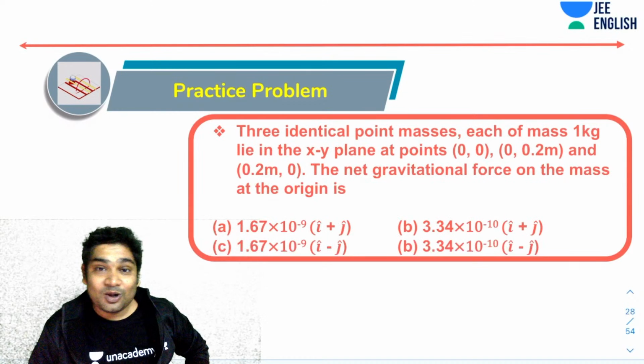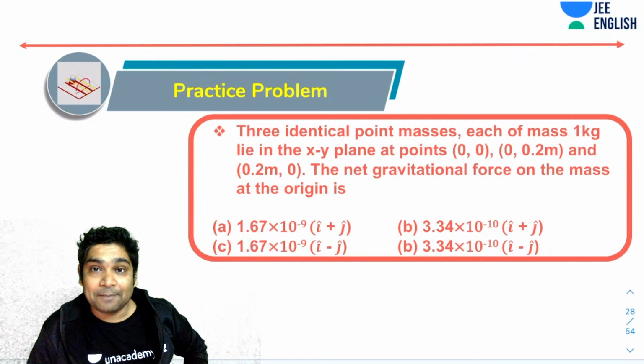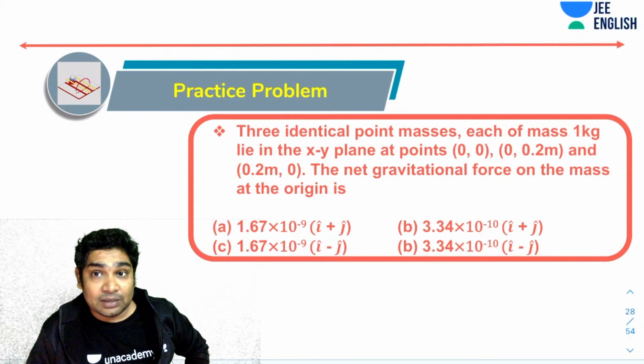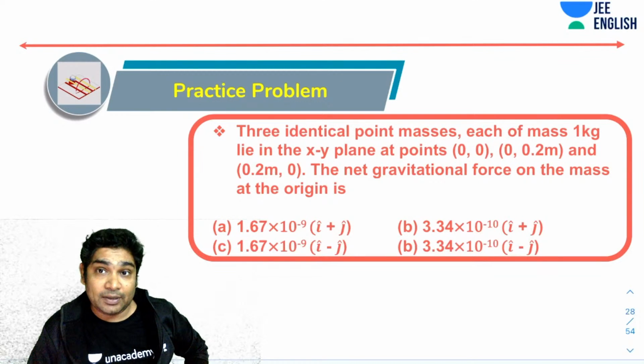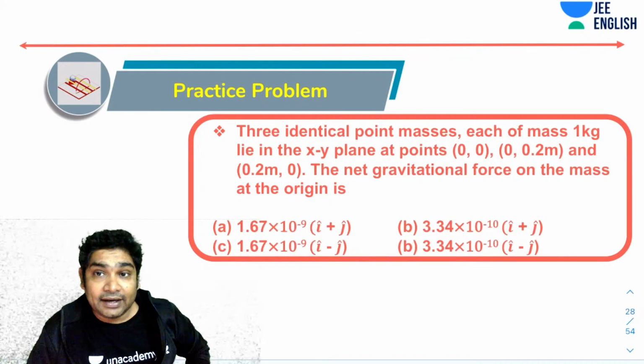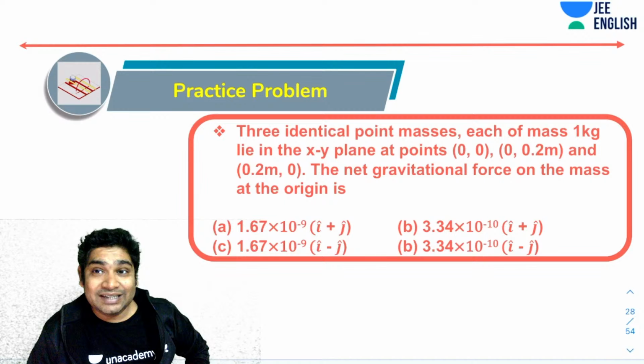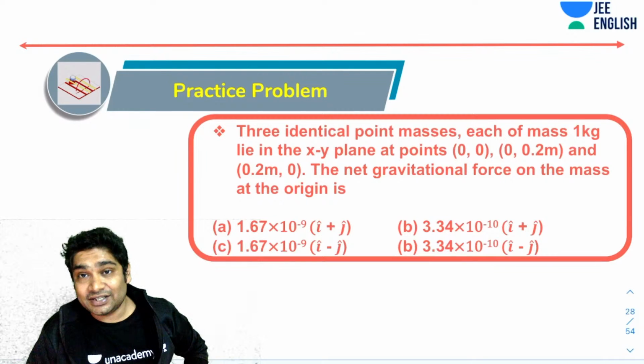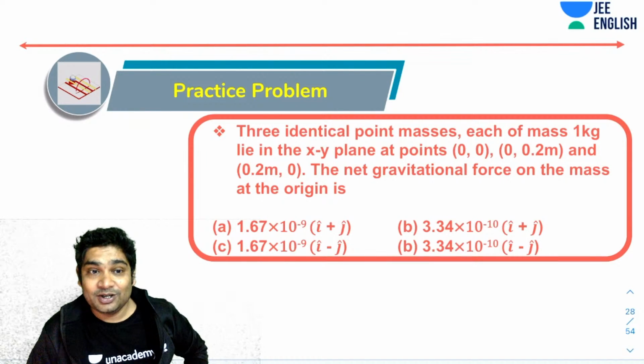Okay, all right. Let's try one more question then. This question says that three identical point masses, each of mass 1 kg, lie on the xy plane at points (0, 0), (0, 0.2) and (0.2, 0). The net gravitational force on the mass at the origin is. So you have three forces here. Find the net force acting on the mass at the origin. Let's see if you can figure this out.